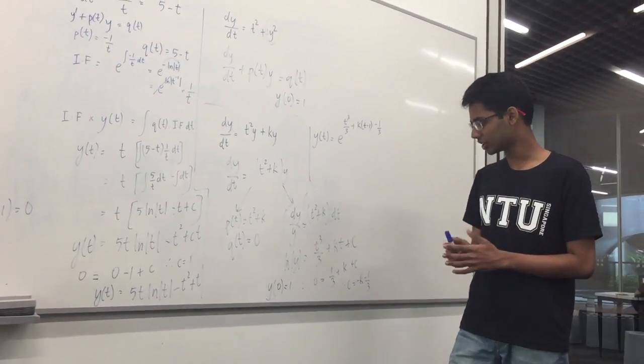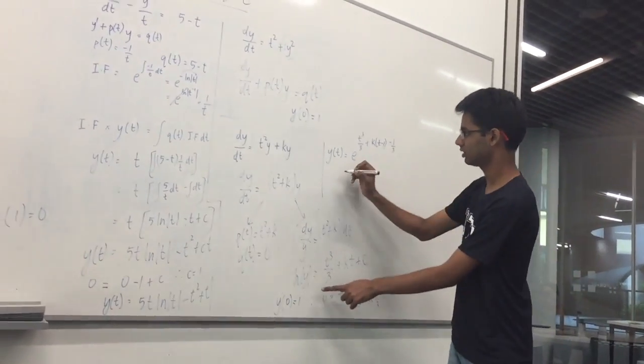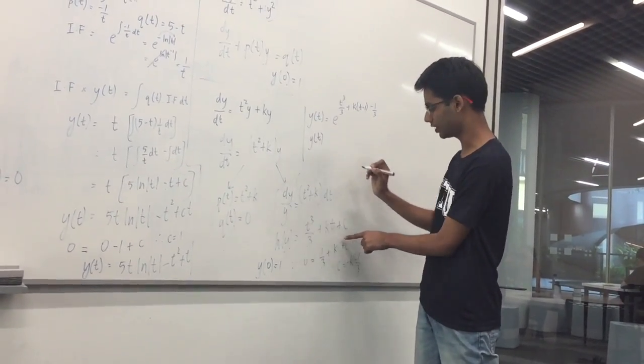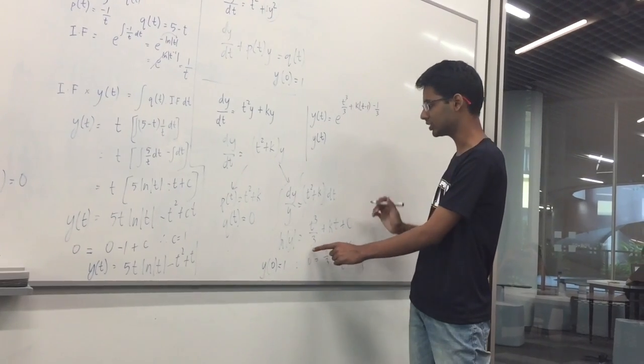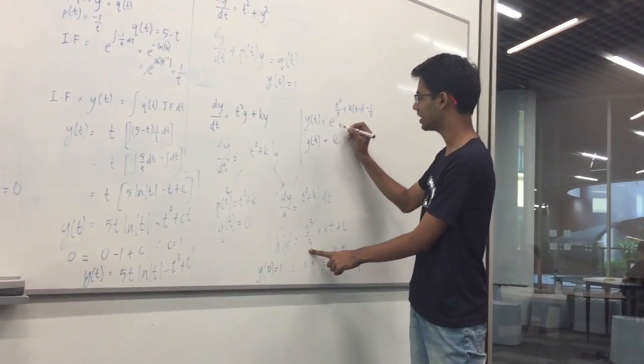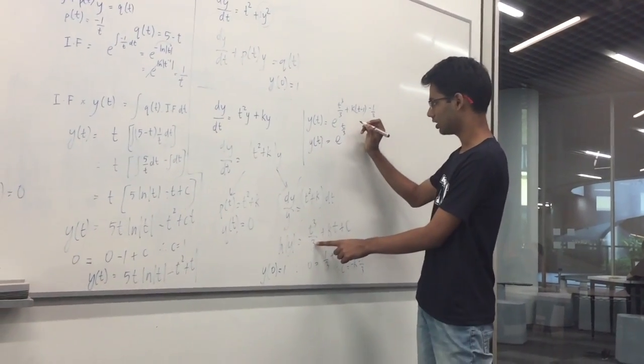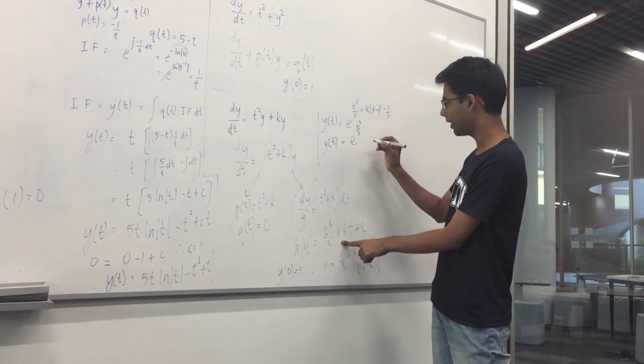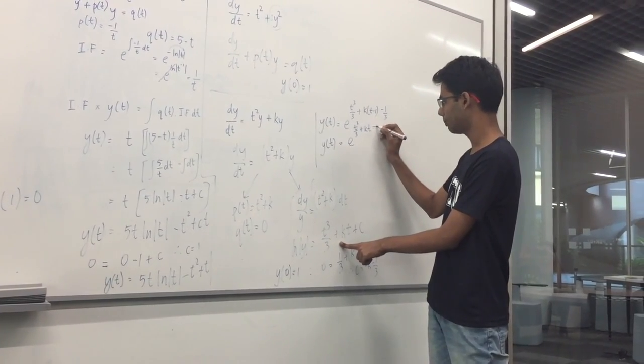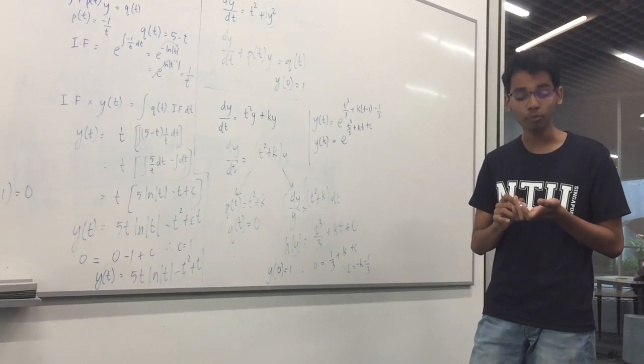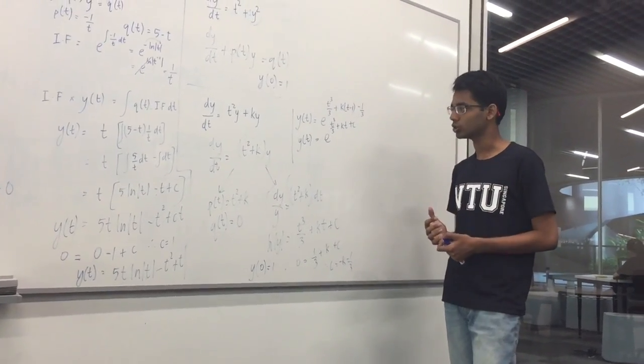But if it's a general solution, all you need to do is stop with this, and you're not going to evaluate any of this. Your answer would just be e raised to the power t cubed over 3 plus kt plus c. You're not supposed to do anything more when they ask for a general solution.